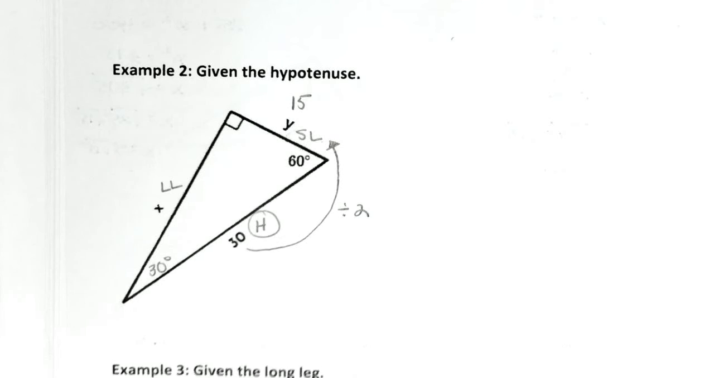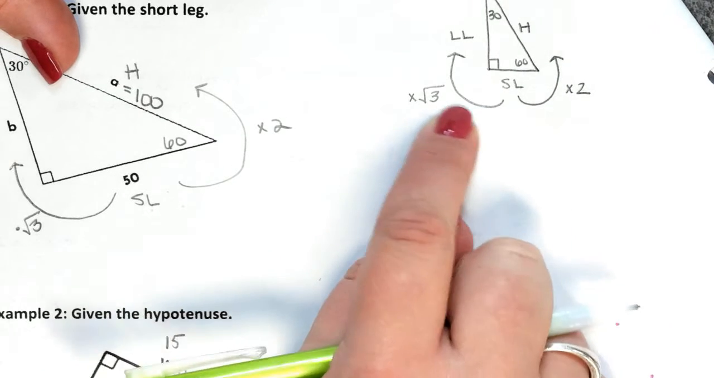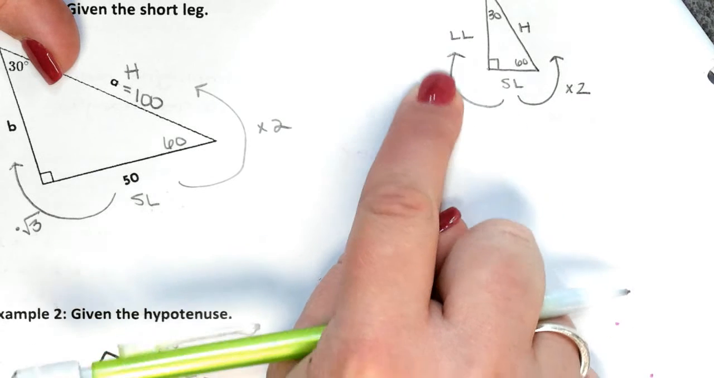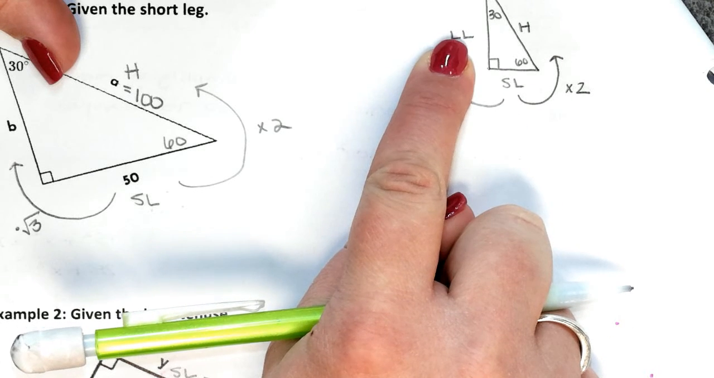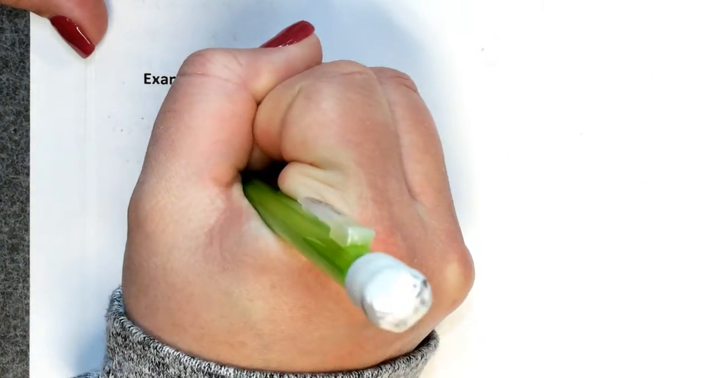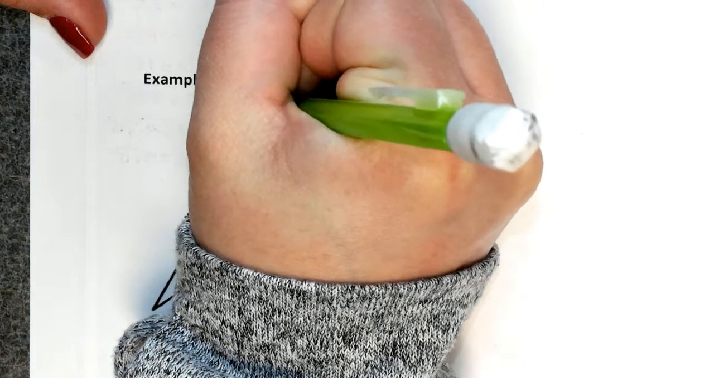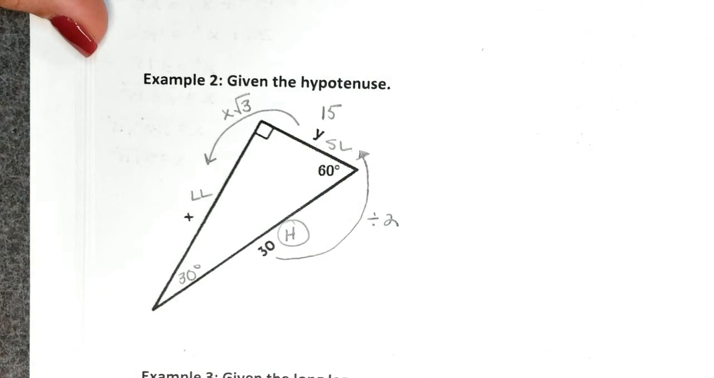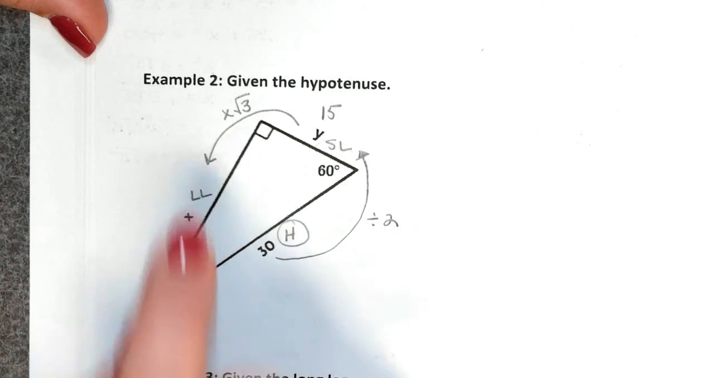All right. Now that we have the short leg, we can then go to the long leg. How do we go from the short leg to the long leg? Times by the square root of 3. So from the short leg to the long leg, we multiply by the square root of 3. What is 15 times the square root of 3?